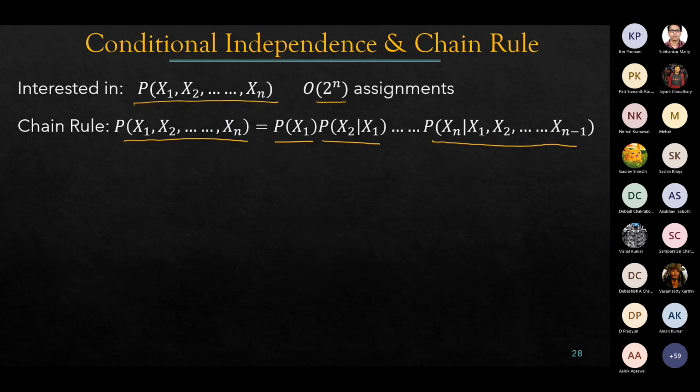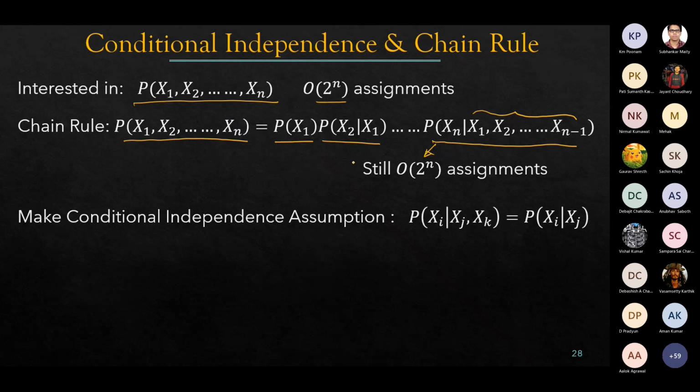We have factored this into different probability values, but it is still in the order of 2 to the power n, because here you need to have all possible assignments on n minus 1 variables. That brings us again to the order of 2 to the power n assignments. So we need to do better.